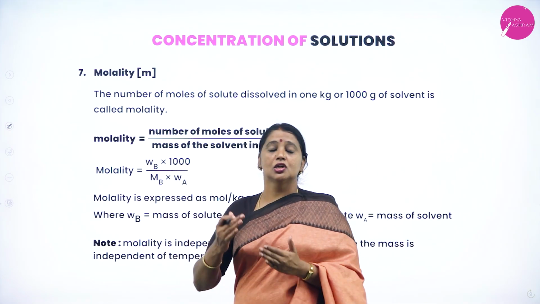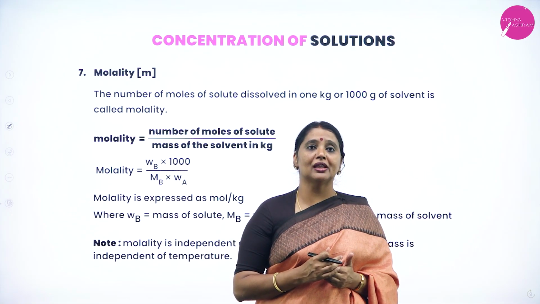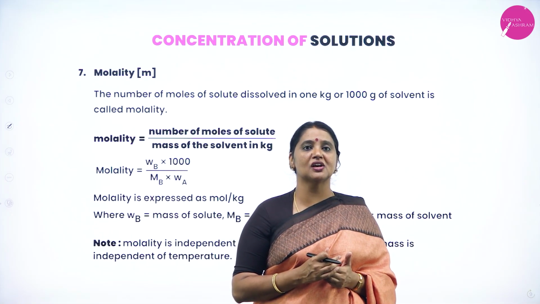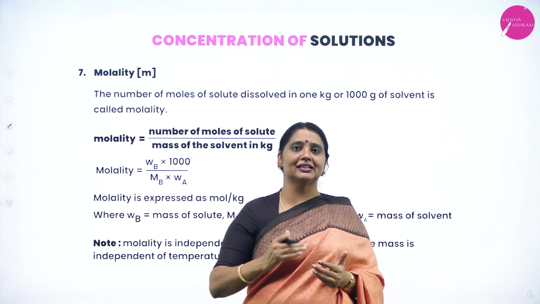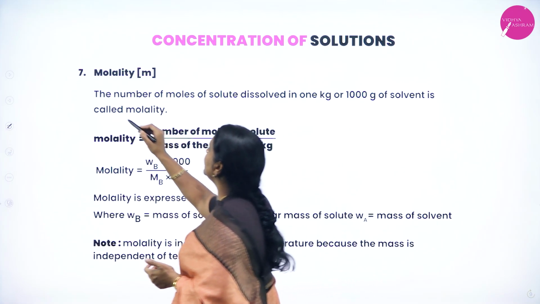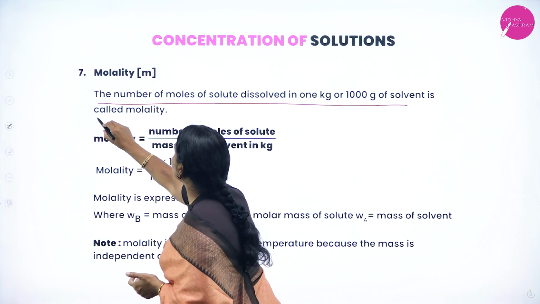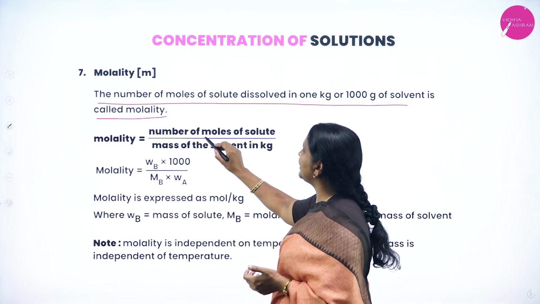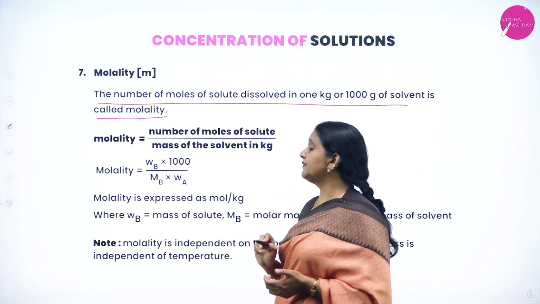Next, what is molality? What's the difference between molarity and molality? In both molarity and molality, the solute should be taken in terms of number of moles. But in case of molarity, the solvent must be in liter. In case of molality, it must be in kg. What is molality? The number of moles of solute dissolved in 1 kg or 1000 gram of solvent. Therefore, molality is equal to number of moles of solute divided by mass of the solvent in kg.